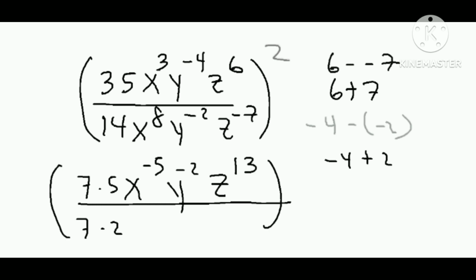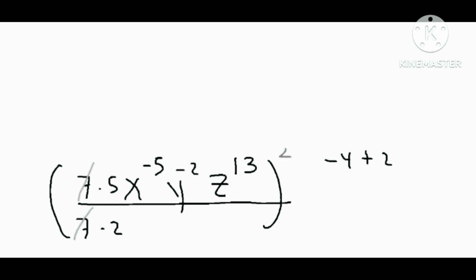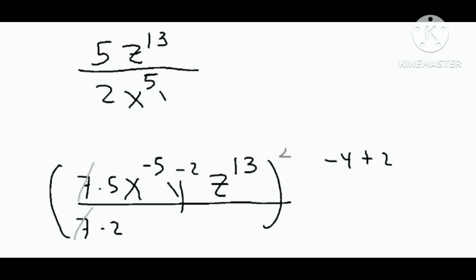And all of it is squared. So we can cancel a 7. And any negative exponent that we have, we want to make it positive. So we have a 5 on top. We're going to keep the z to the 13 on top. The 2 is in the bottom. And x and y, we're going to move those variables to the bottom, so that the negative 5 will become positive 5. And the same will happen to the negative 2; it's going to change to positive 2. And this is still raised to the second power.